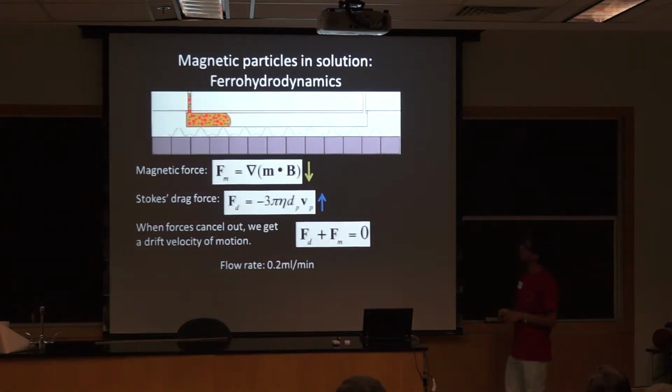There are also some forces that we need to take into account. There's a magnetic force being applied by this magnet array down here, which is pulling down these particles, and there's a drag force when they experience that in fluids. So these two counteract each other to give us a drift velocity of motion, and that allows us to find a flow rate which we can use to inject fluid into this system. And this flow rate, we've found, is pretty high throughput compared to lab-on-a-chip devices or other techniques.